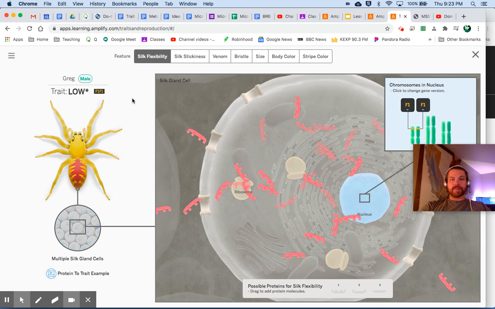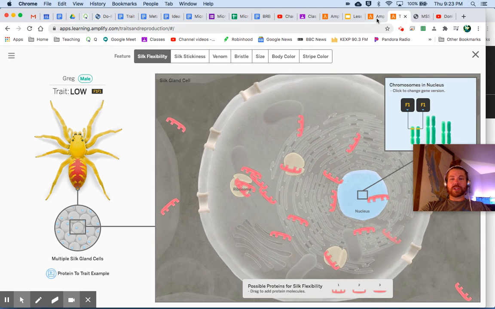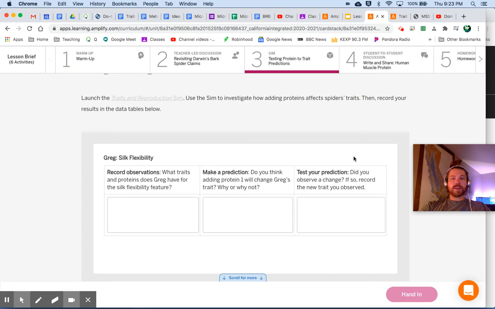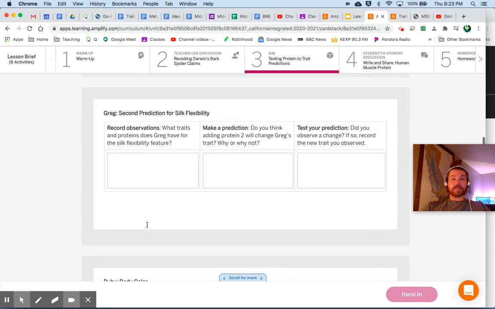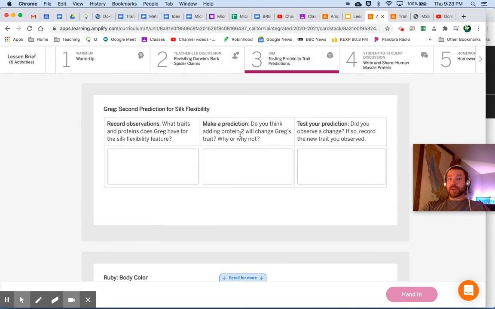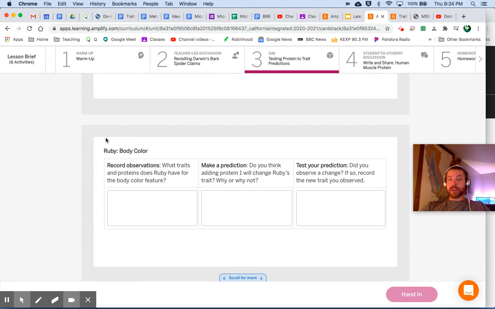Okay. Then you're going to change spiders. You're going to go to Ruby, and you're going to do this for body color and follow the directions, answer the questions. What traits and what proteins does Ruby have for body color feature? And make sure you add the correct proteins that it's asking you to. And then you're going to go to Otis, and you're going to do stripe color. Again, same procedure. It tells you which proteins to add, and you're looking for changes, if any.